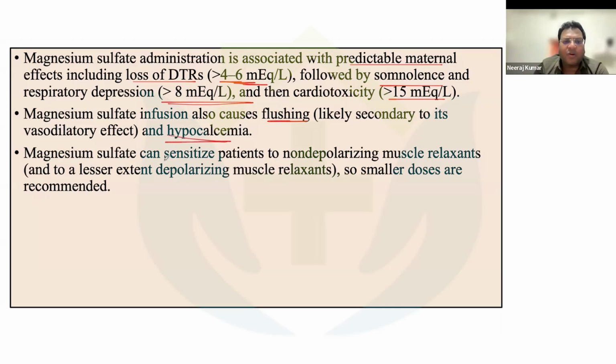Magnesium sulfate also sensitizes the patient to NDMR, non-depolarizing muscle relaxants. That's why smaller doses are required, because they are very sensitive to NDMRs like vecuronium, atracurium, and rocuronium. So half doses or even 1/4 doses of these agents are required if the patient is receiving magnesium sulfate. Okay.